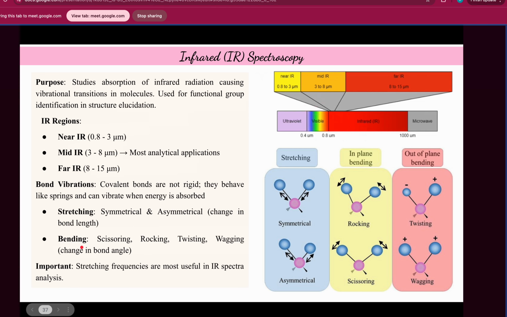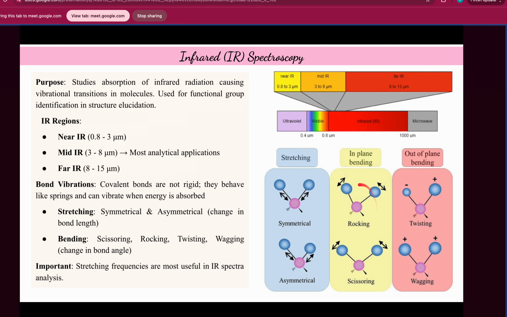Bending comes into play when there is change in the bond angle, and the bond length remains the same, but the bond angle is changing. For example, if I take oxygen and two hydrogens, then in case of in-plane bending or rocking, I am moving them in the same direction. So in this case, there will be change in the bond angle. In case of scissoring, it behaves like a scissor. Either they both can come close to each other or both can go far from each other. That is known as scissoring.